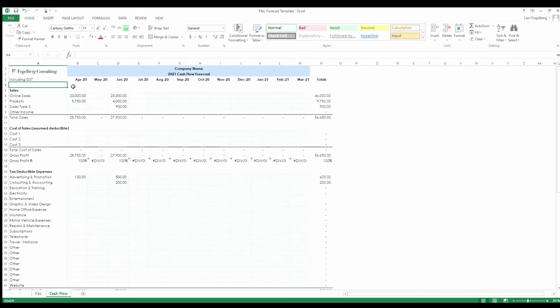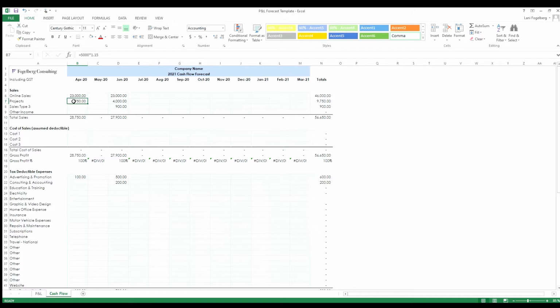In the case of GST, most of you will be making payments every 2 months. Wouldn't it be great if you can predict how much GST you're going to be paying? Well, that's what this document enables you to do. I've already put some figures in here so that you can see how the spreadsheet works.